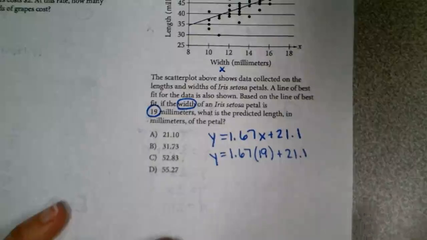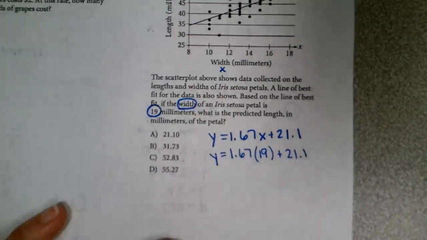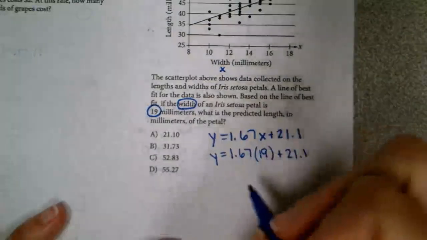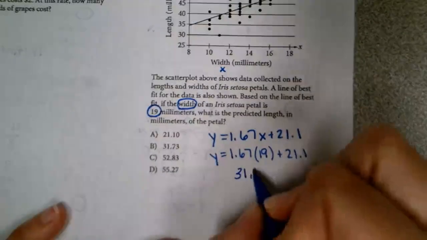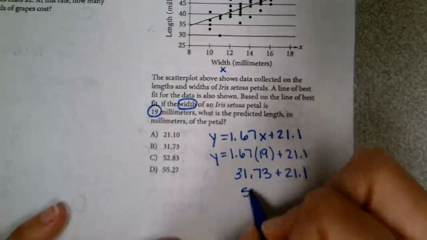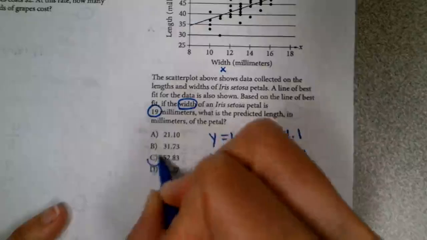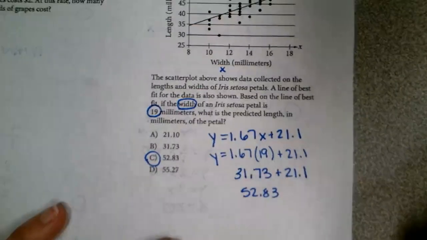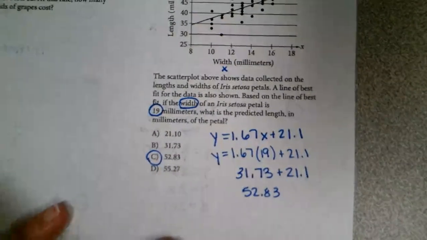Okay, and I'm just going to evaluate. Do my order of operations first. So order of operations says I should multiply first. When I multiply, I get 31.73. And then I add, and I get 52.83. This is a calculator allowed question, so you would just type that into your calculator.